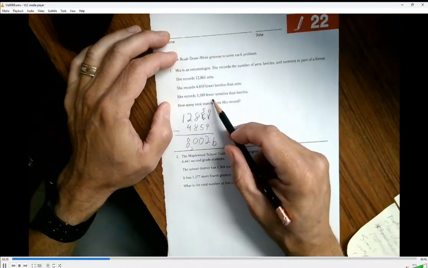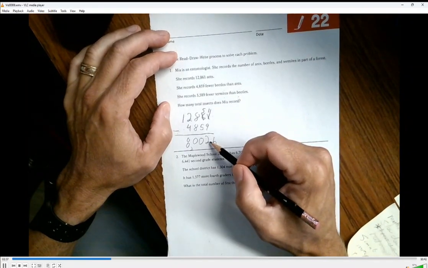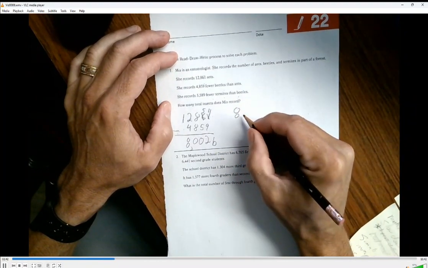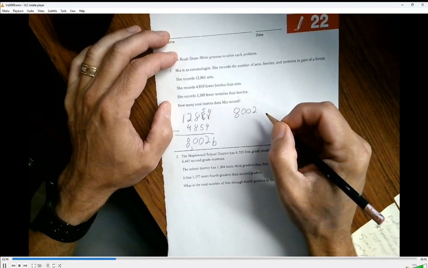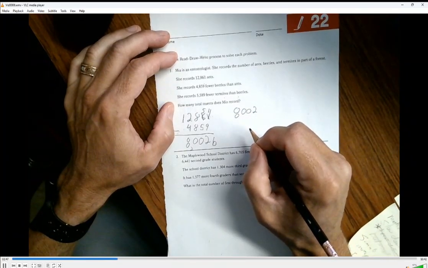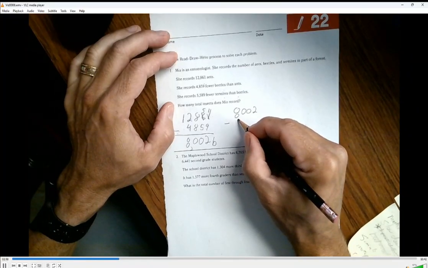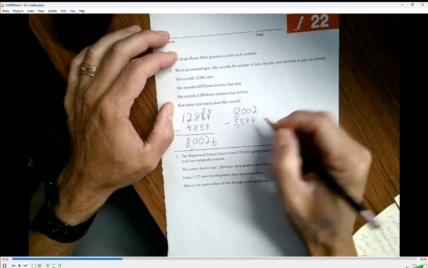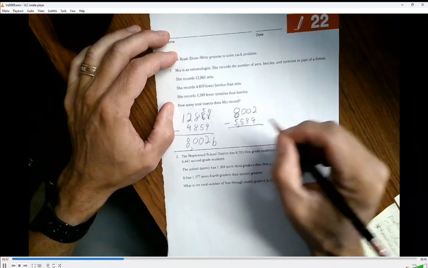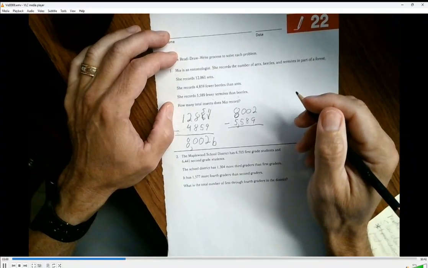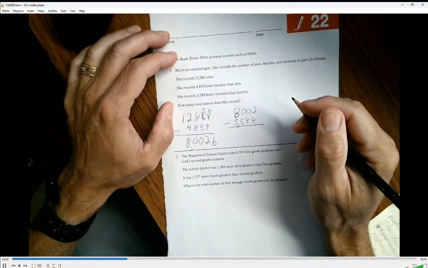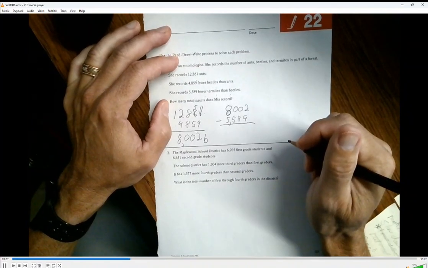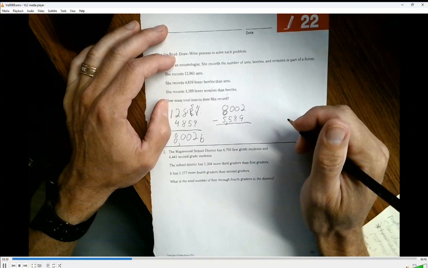All right, now we have fewer termites than beetles. That means the number of termites is smaller than this number. So that's going to be our starting point. 8,002 is how many termites we have. We subtract the beetles, which is 5,589. So we can already see we got a lot of zeros up there. That's not going to be the most fun. Remember that trick Mr. Short told you about the constant difference? I think that's going to help us here.